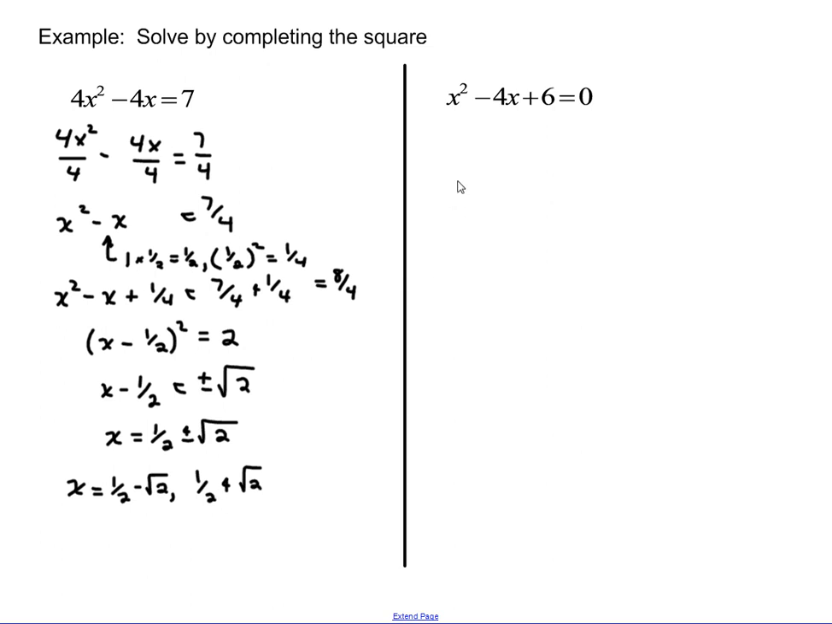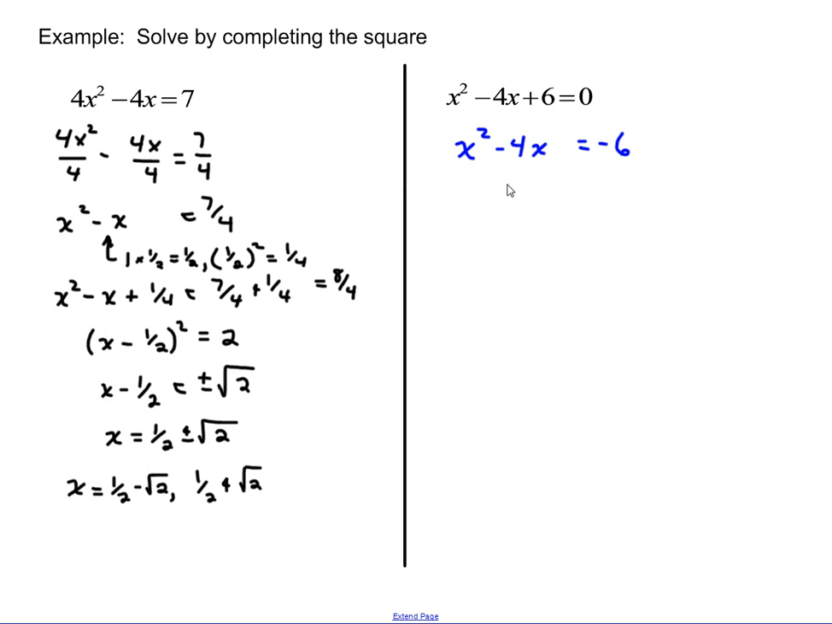Let's try the second one over here. We've got x squared minus 4x plus 6 equals 0. Looks slightly different, but some of the same methods can apply, right? Our first step would be to move our constant from the left-hand side to the right-hand side. So we subtract 6 from both sides. We get x squared minus 4x is equal to negative 6.